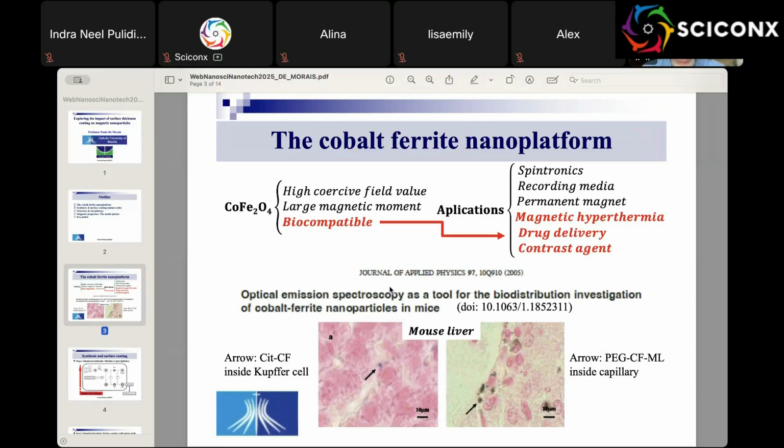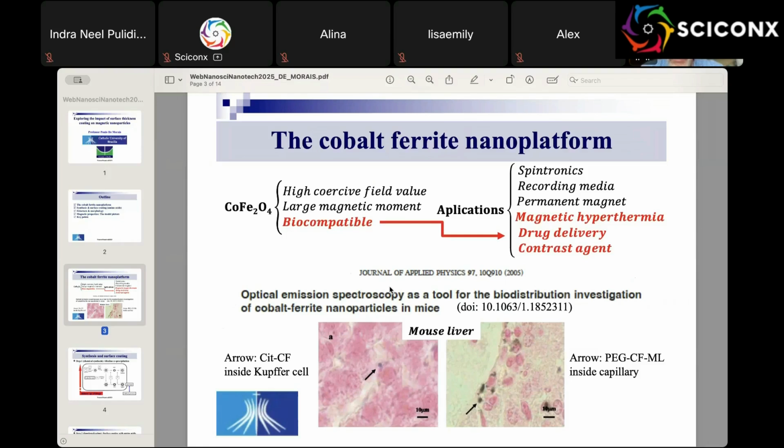On the left-hand side, you can see, at the black arrow, an inclusion of cobalt ferrite nanoparticles coated with citrate. The nanoparticles are observed inside the Kupffer cells in the liver, and there is no sign at all of any side effect. No liver toxicity was observed. On the right-hand side, it's a different formulation. You can see also the black arrow.